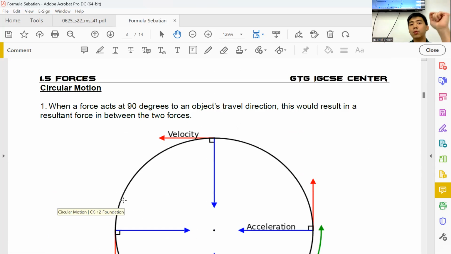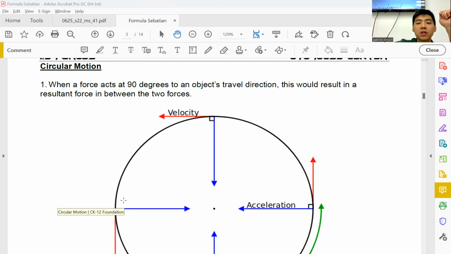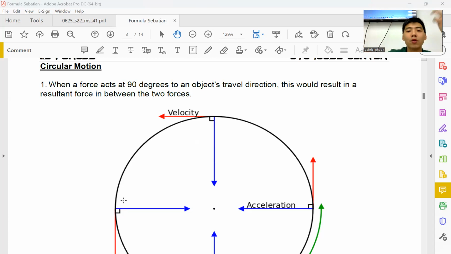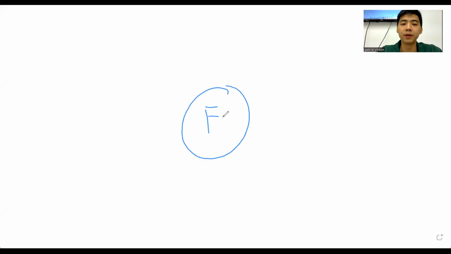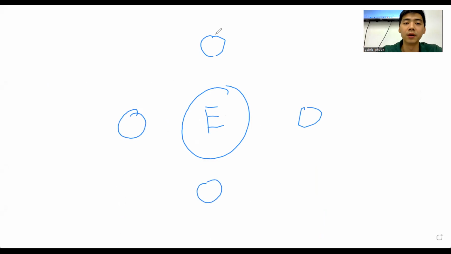We talked about circular motion. Let's talk a little bit about circular motion and try to understand how circular motion occurs. Today, let's imagine this is Earth, and then I have the moon. The moon usually circles around the Earth. Let's imagine this is the moon, this is the moon, this is the moon, and this is the moon.